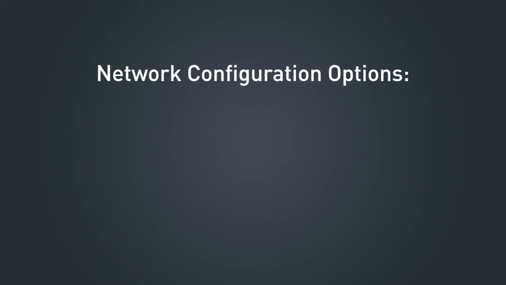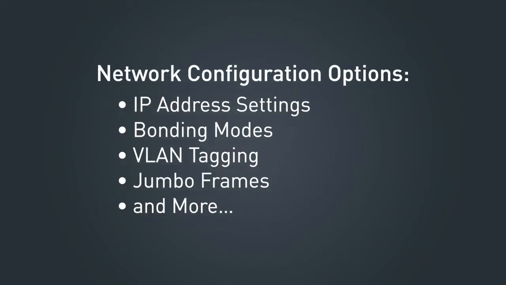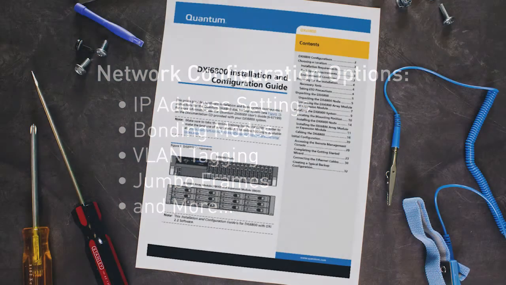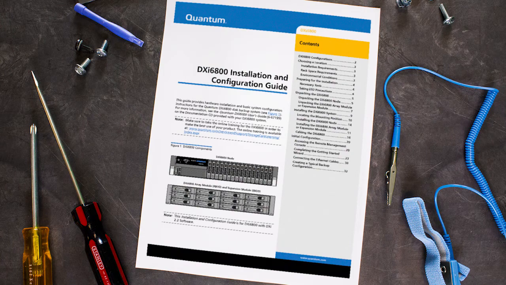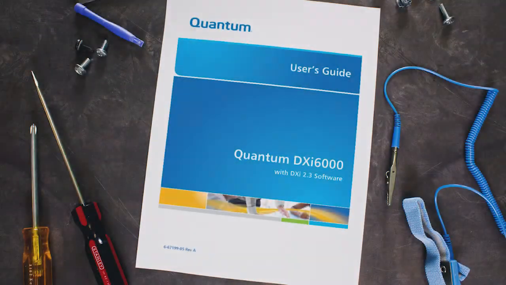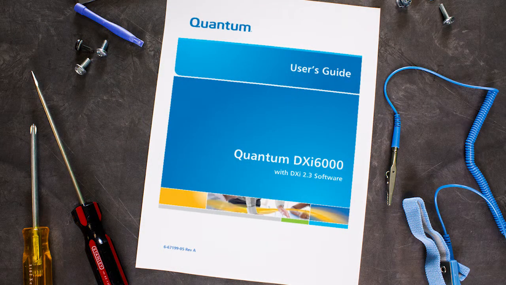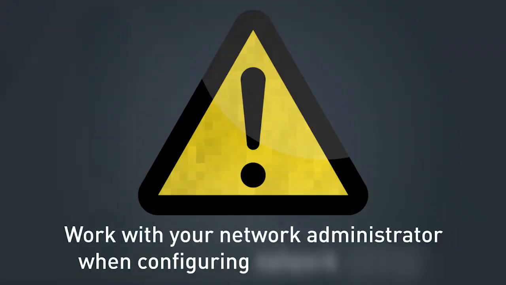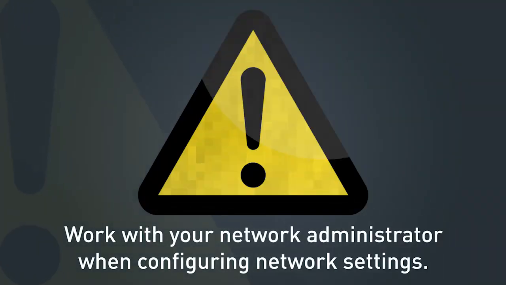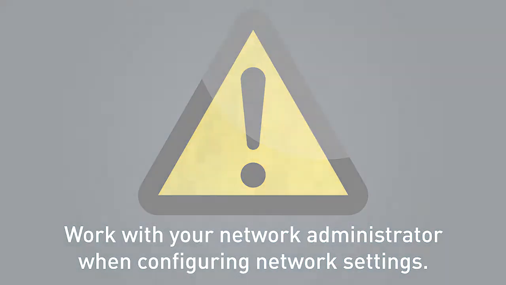In this demonstration, I'm going to cover IP address settings, bonding modes, jumbo frames, VLAN tagging, NAT addresses, and more. For step-by-step procedures, refer to the Installation and Configuration Guide for your DXi system. For information on how to modify network settings after the DXi system has been installed, refer to the User's Guide or online help for your DXi system.